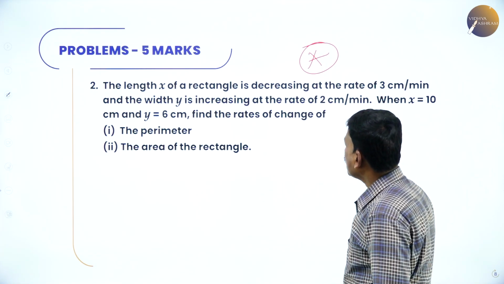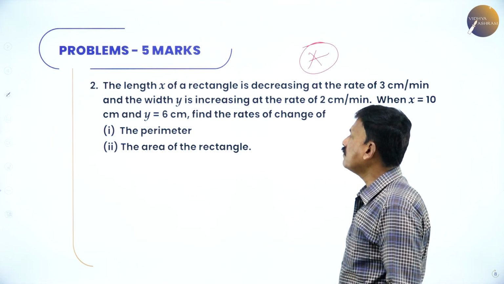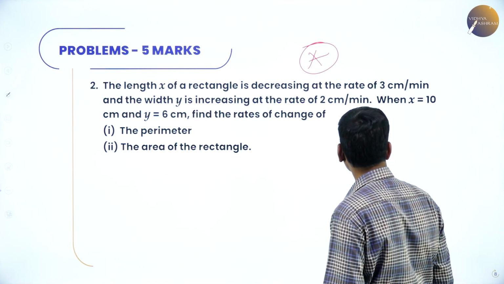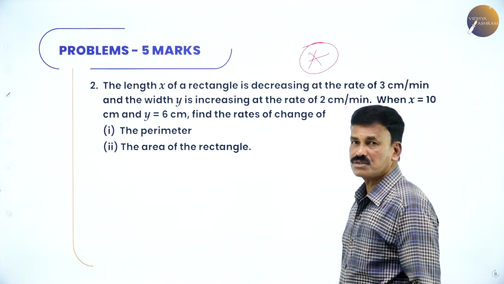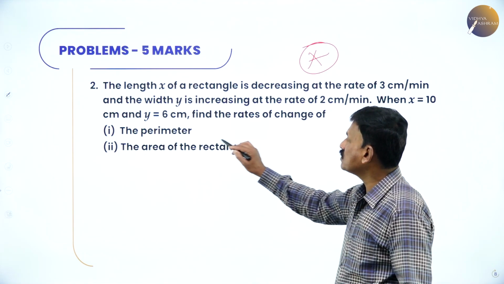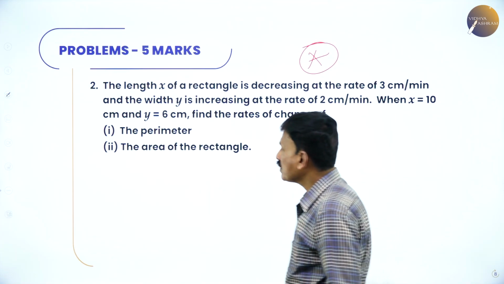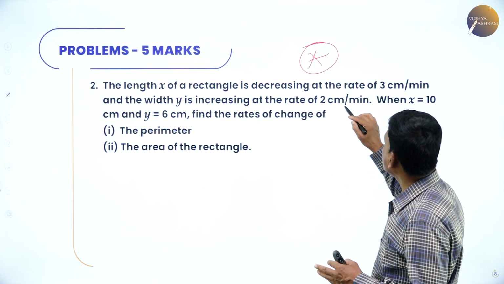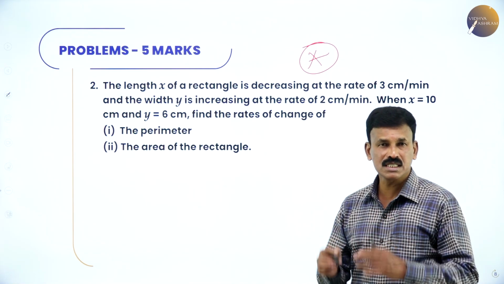The length x of a rectangle is decreasing at the rate of 3 centimeters per minute and the width y is increasing at the rate of 2 centimeters per minute. When x is equal to 10 centimeters and y is equal to 6 centimeters, find the rate of change of the perimeter and the area of the rectangle. See, whenever it is decreasing it means nothing but negative. Negative sign indicates it is decreasing.